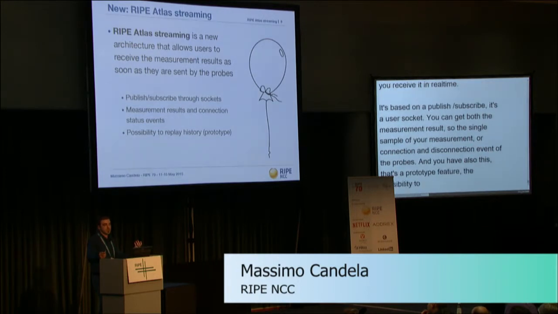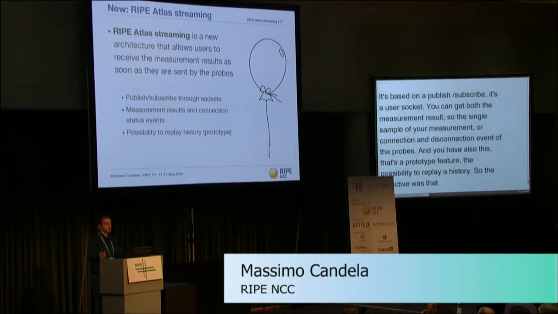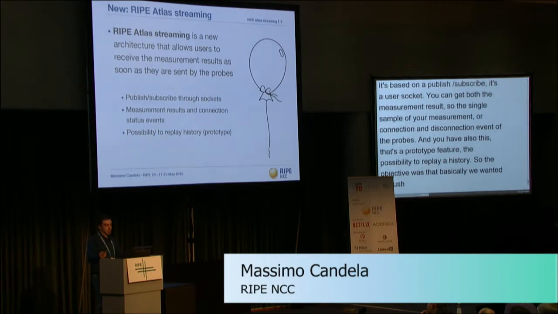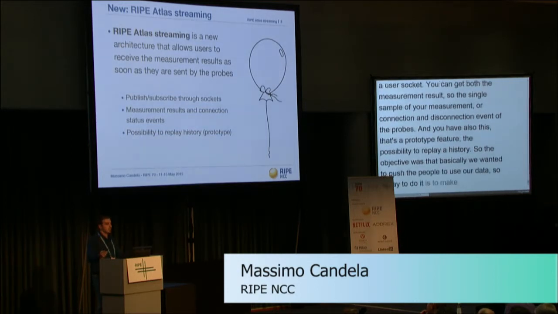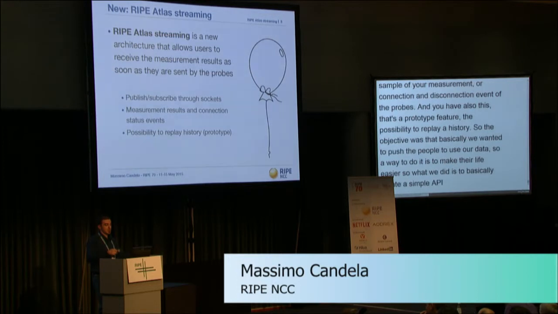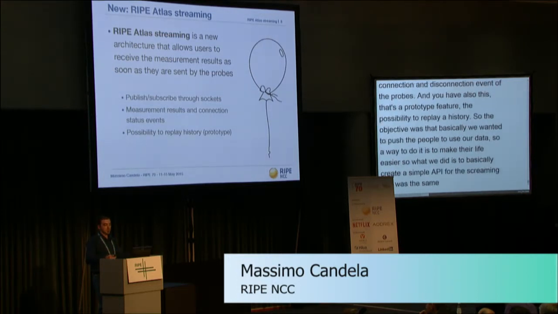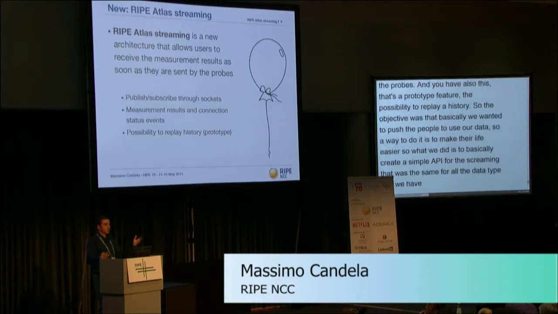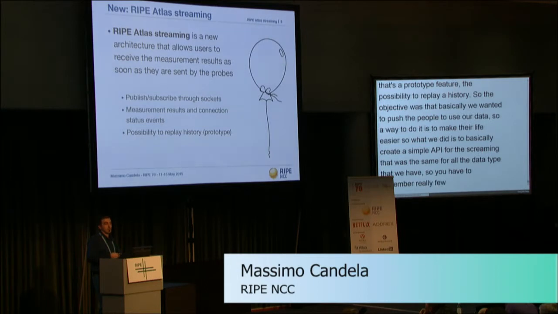And you have also, as a prototype feature, the possibility to replay history. So the objective was that basically we want to push people to use our data. So a way to do it is to make their life easier. So what we did is to create a simple API for the streaming that was the same for all the data types that we have. And so you have to remember really few keywords.